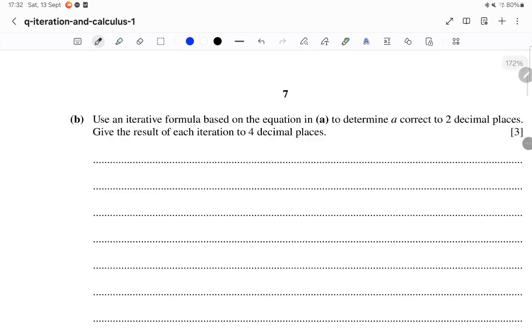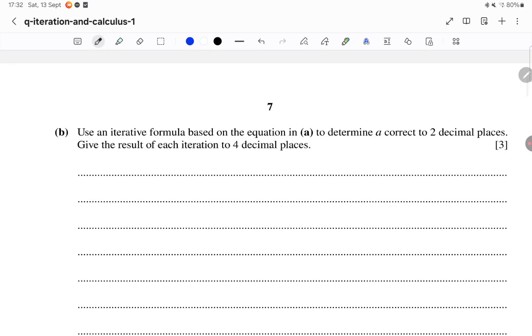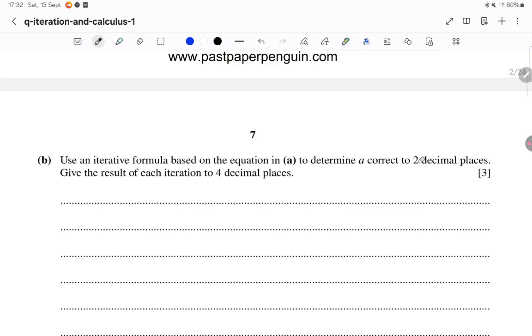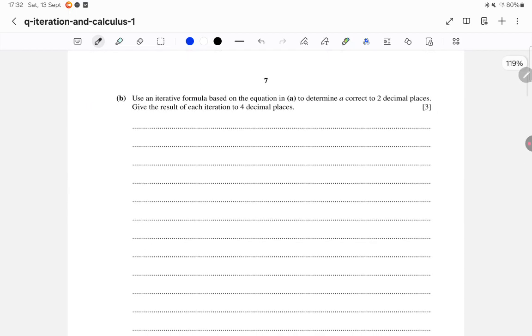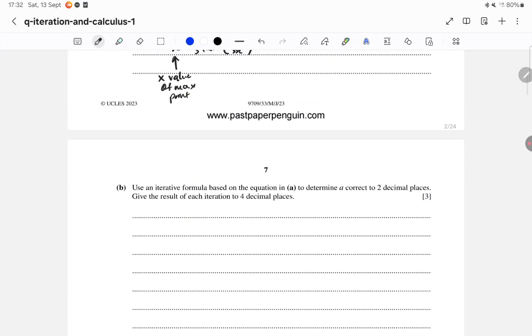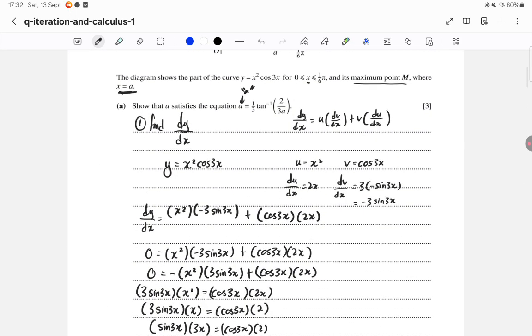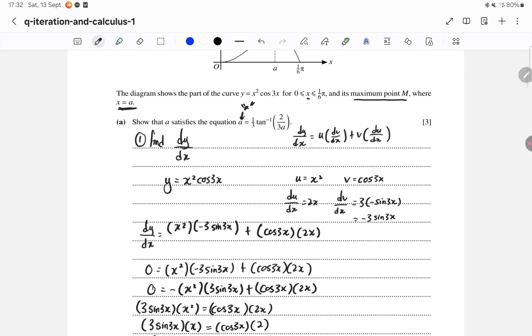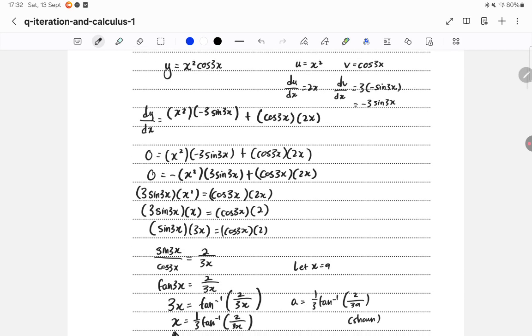Use an iterative formula based on the equation in A to determine A correct to 2 decimal places. Give the result of each iteration to 4 decimal places. So over here in this question, they're asking us to determine what A is, or the x value at this point. And we can use the iteration formula to give us our answer that we want.